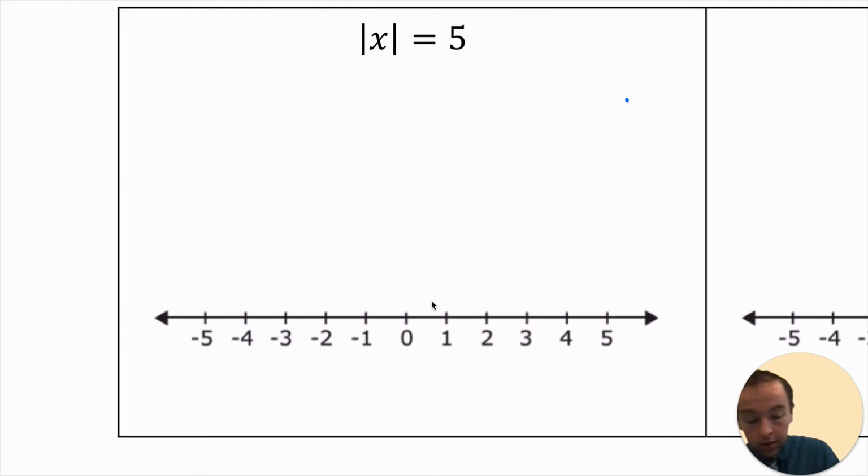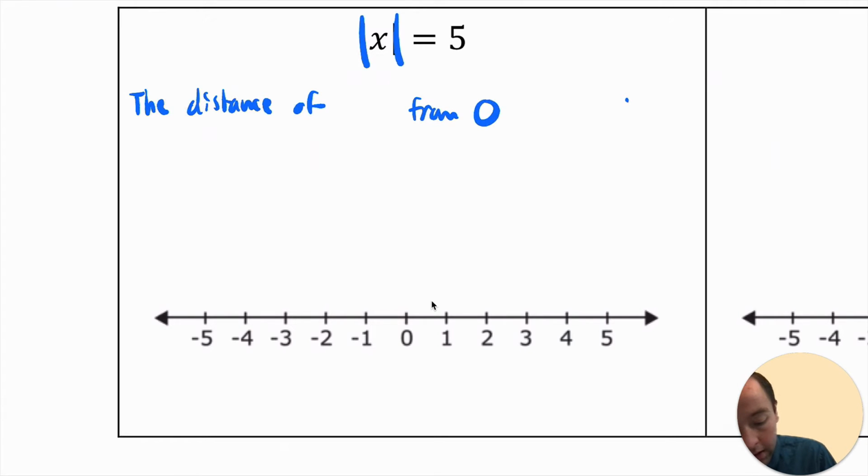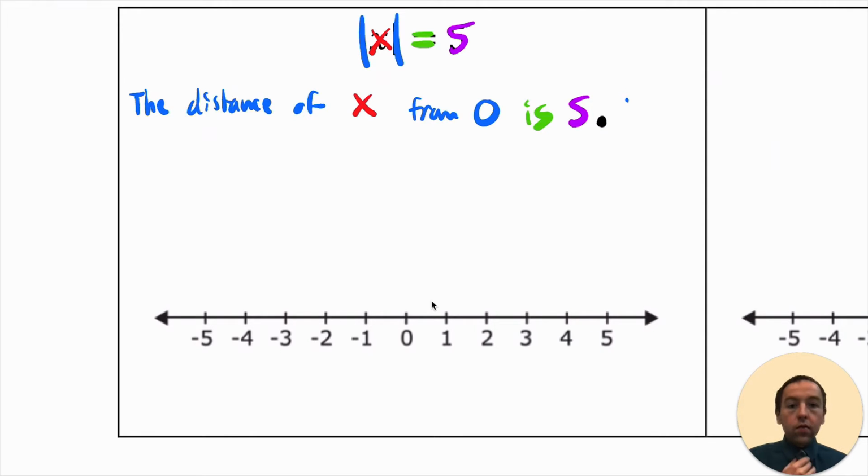Now let's remind ourselves that whenever we see an absolute value, it means the distance of whatever is inside the absolute value from 0. Since what's inside the absolute value is x, it's the distance of x from 0, and then you'll see that we've got this equal sign, so it is 5 away. So in a complete sentence, the distance of x, of whatever number x is, from 0 has to be 5.